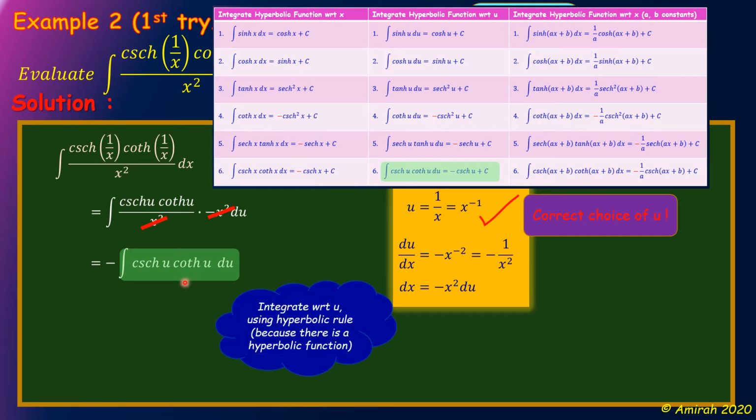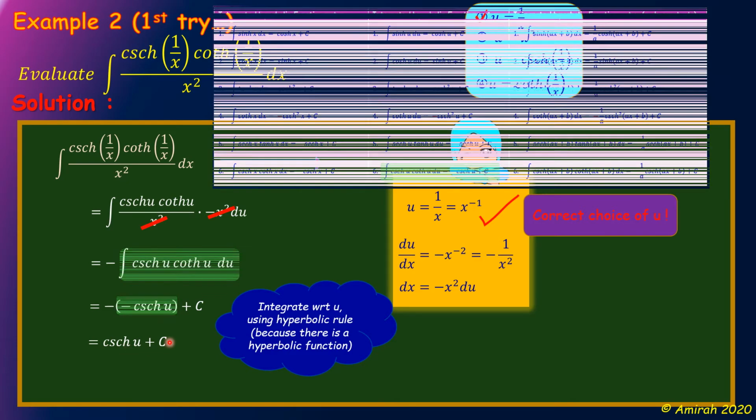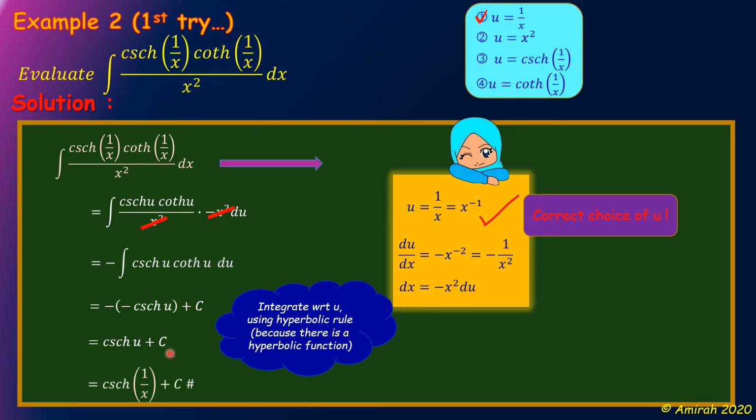From here, we can integrate with respect to u using the hyperbolic rule because we have a hyperbolic function. We still have the negative here after we integrate. When we integrate cosh u coth u du, the answer equals negative cosh u plus c. After that, we multiply negative times negative, so we get positive cosh u plus c. Finally, when we use u substitution, we need to replace back u. Our u equals 1 over x, so the final answer equals cosh 1 over x plus c. Got it?